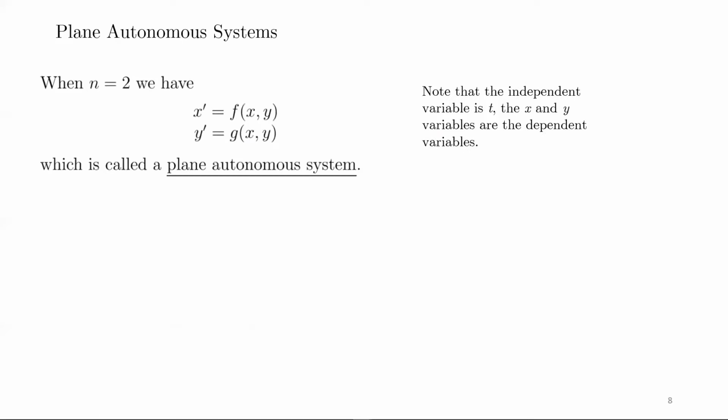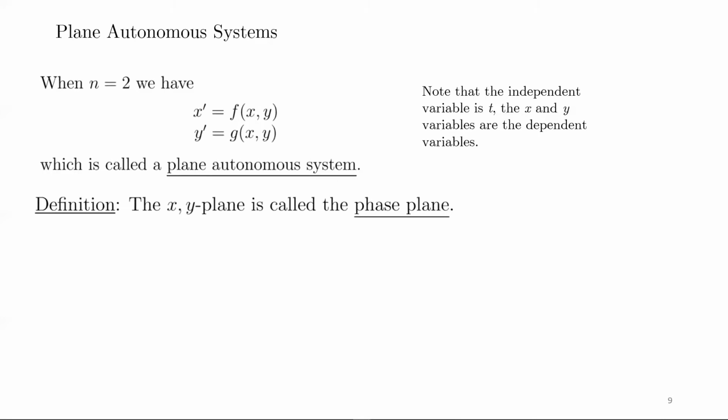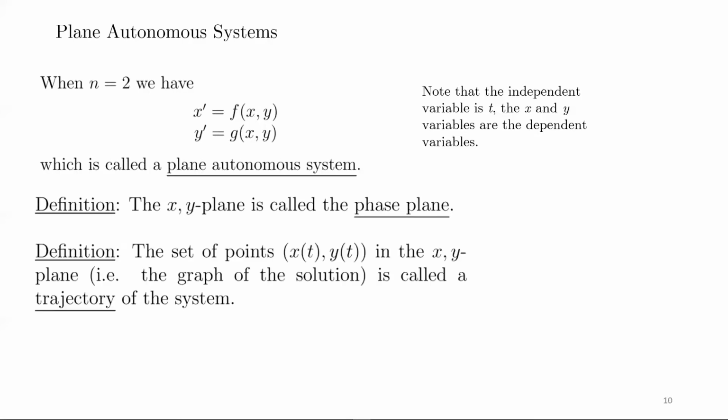Now when n equals 2, in other words we have only two equations, so dx by dt equals some function f, dy by dt equals some function g, we call this a plane autonomous system. So x and y are dependent variables and t is the independent variable. And just like we learned in lecture 31, in this plane autonomous system where we have two ODEs, we call the xy plane the phase plane.